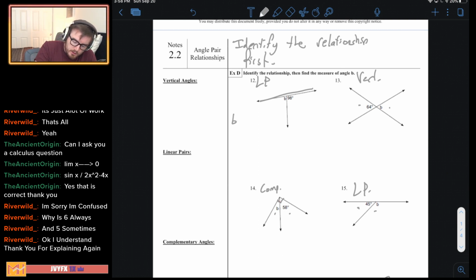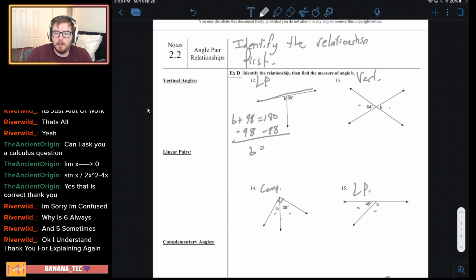So these two angles are a linear pair, so therefore they add to 180. So I just real quick subtract the 98 and I get, I don't want to mess that up in my head, 180 minus 98 is 82. These are vertical angles. I immediately, real quick, know that that's just 64 degrees.